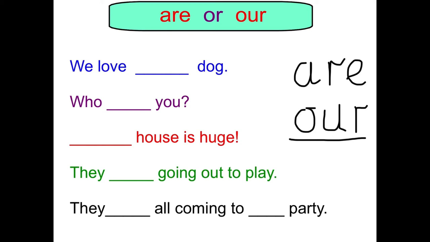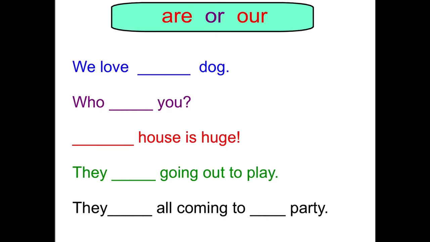Then we've got who are you? And then the red one is our house is huge. And the green one is they are going out to play. And then down the bottom, the black one is a double challenge. They are all coming to our party. Now I deliberately didn't say our because that would help you a bit too much. But when you have a go at reading them, some of them are belonging. Something belongs to someone. And that's when you have to use O-U-R. So I want you to write the sentences and fill in the correct form of are or our.